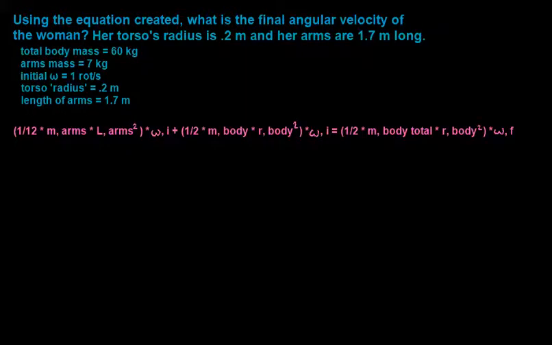So we've moved on to the second part of our angular momentum problem, and the second part says that using the equation that we created in the last part, what is the final angular velocity that the woman had? So her torso's radius is 0.2 meters, and that would just be the radius of our cylinder, and her arms are 1.7 meters long, so that would be the length of the rod that we had in the first part.